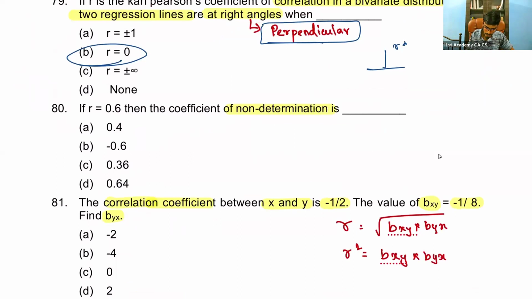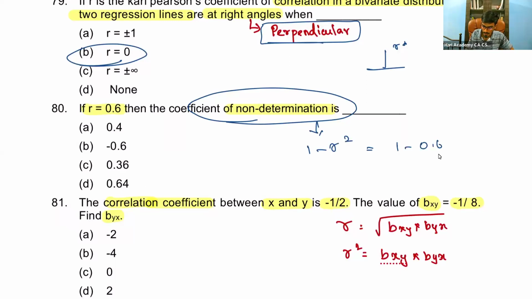Next, if r is equal to 0.6, the coefficient of non-determination, the formula is 1 minus r square. We know the r value, 1 minus 0.6 the whole square. On the calculator, 0.6 into equal to minus 1. Answer is 0.64. If I do 1 minus 0.36, if I substitute, it will become 0.64.